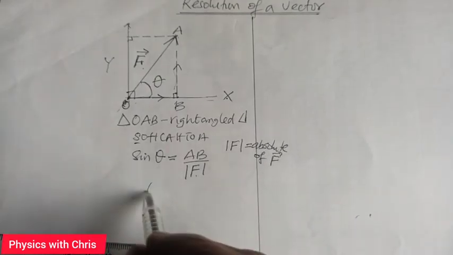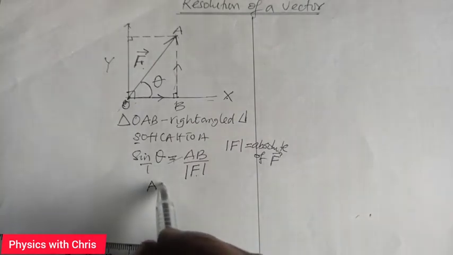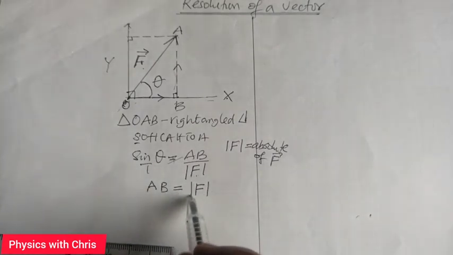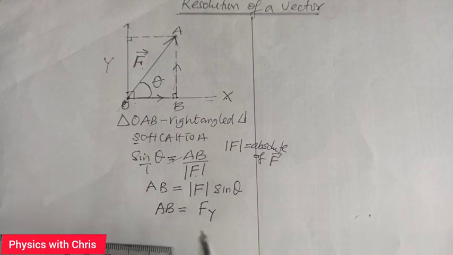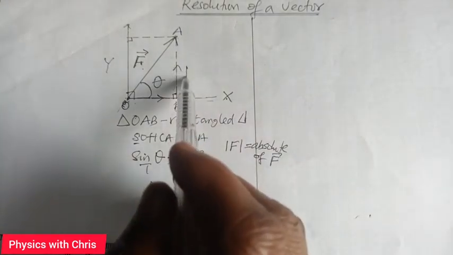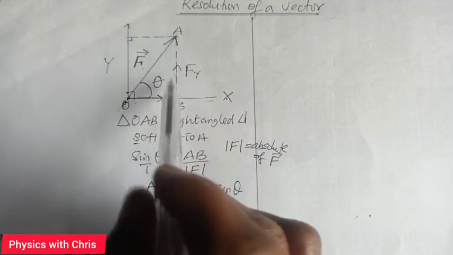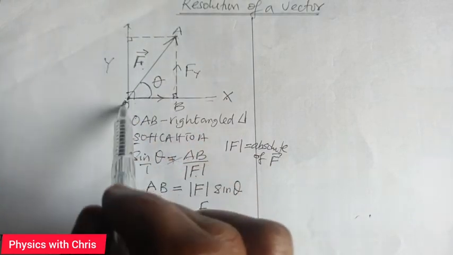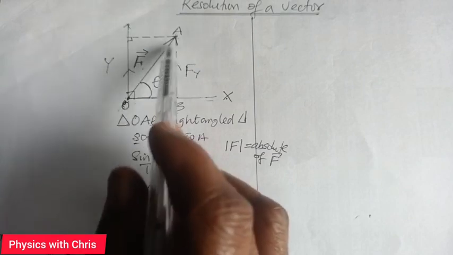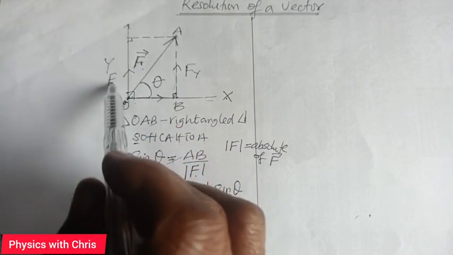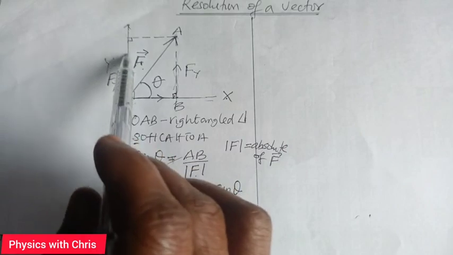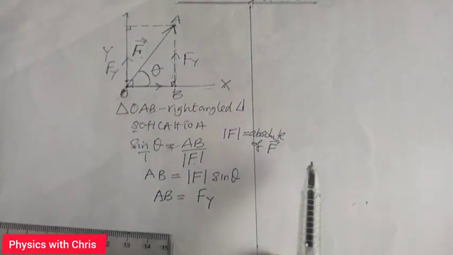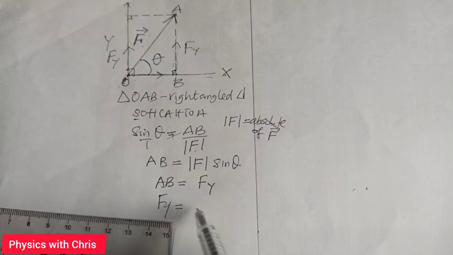So I'll now cross multiply. If I cross multiply, I have AB equals modulus F, which is the magnitude of F, times sine theta. I can say let AB be equal to Fy. So the Fy component is acting along this line. And since this line is equal to this line, it means that the component of F acting vertically is still the same thing as Fy. So whatever I have here, using this equation, is the same thing as the length of this line. That gives me Fy is equal to F sine theta.